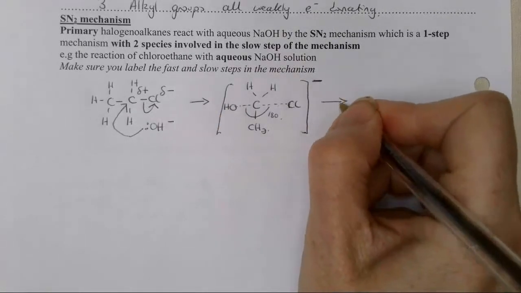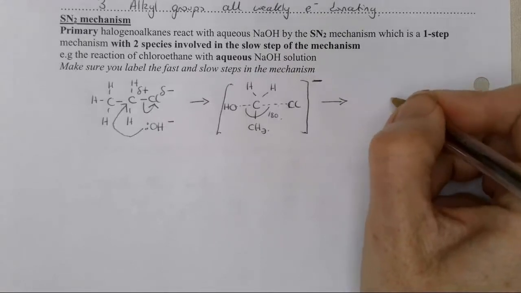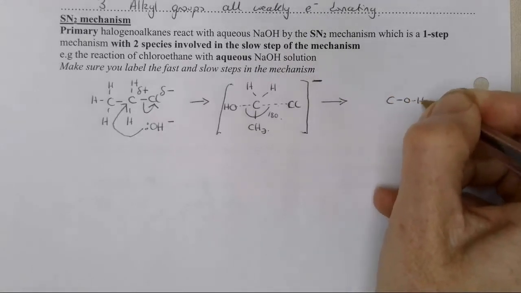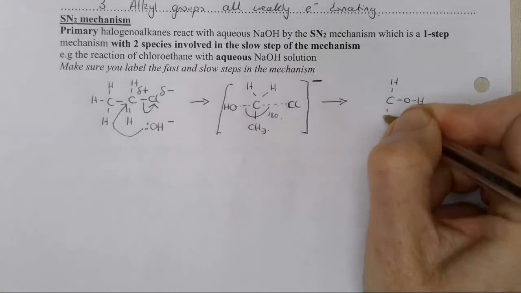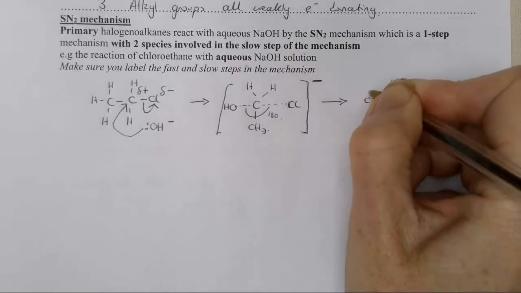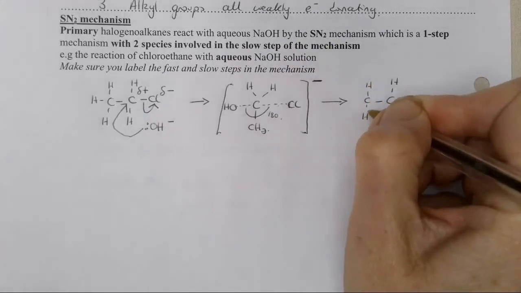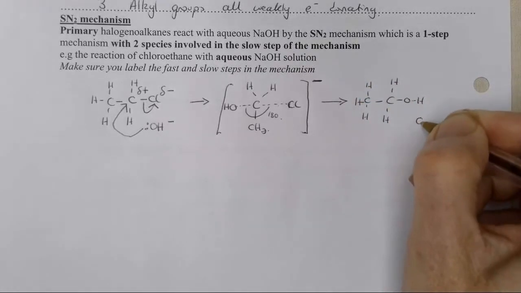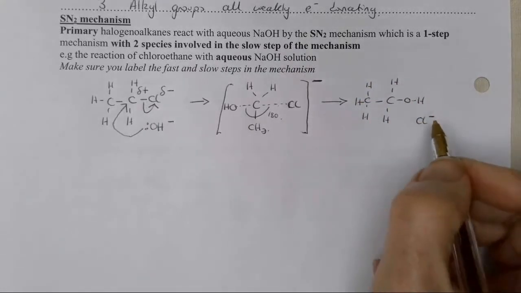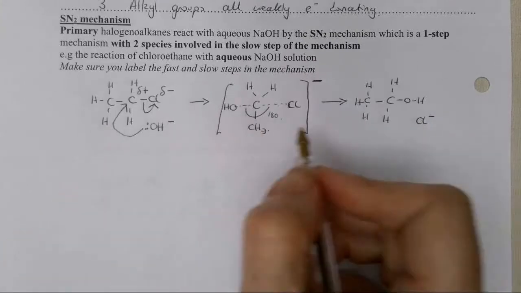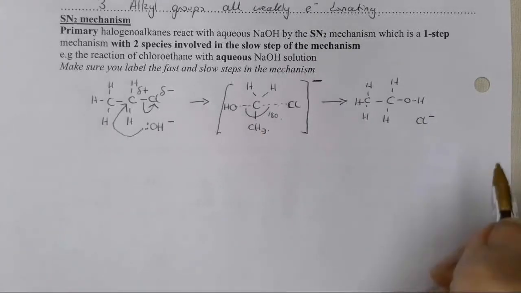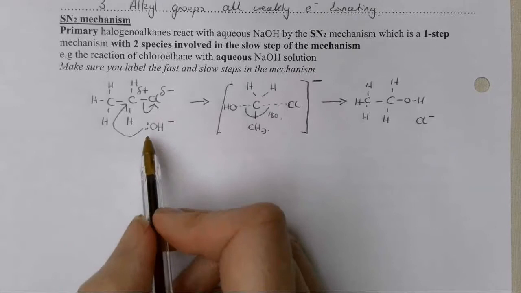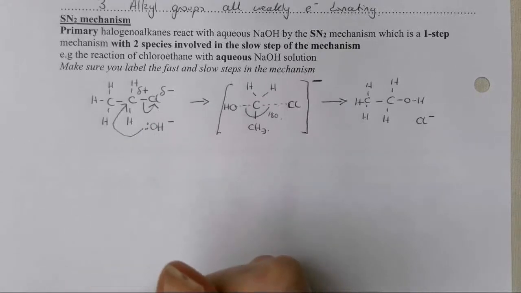And then our overall product, well, our OH group has now joined on, so we have our ethanol as our organic product, and our chloro group has now come loose and now has that negative charge. So basically we're charge balancing it all the way through, and that would now be sodium chloride if I started with sodium hydroxide, or so on.